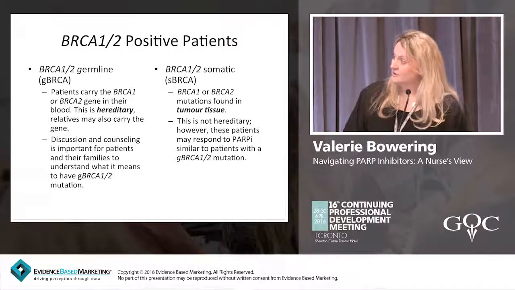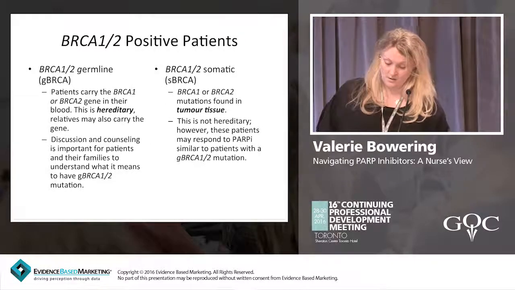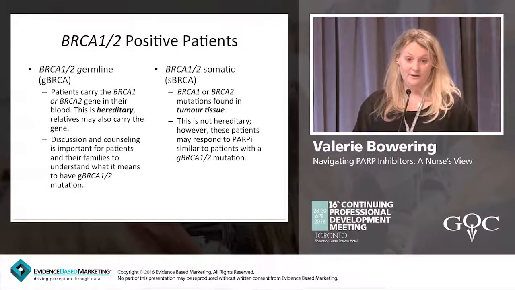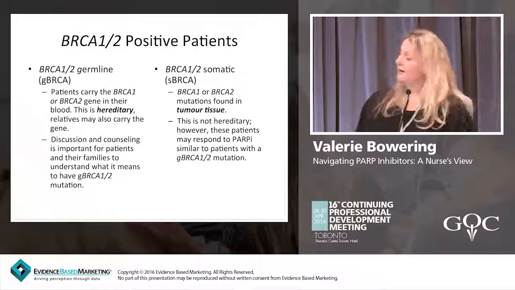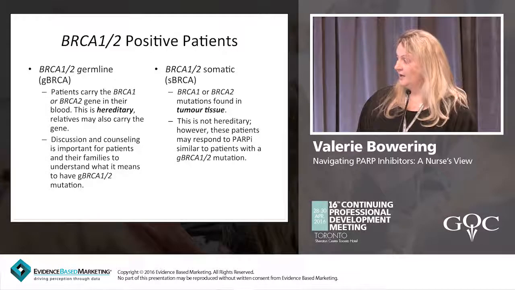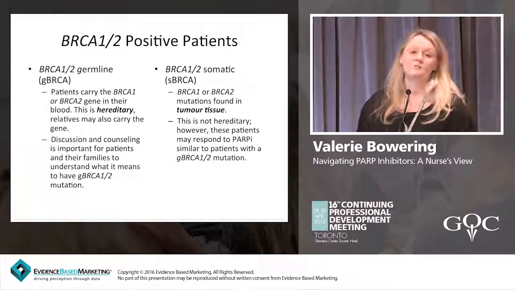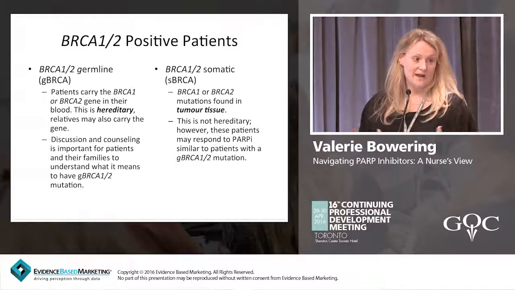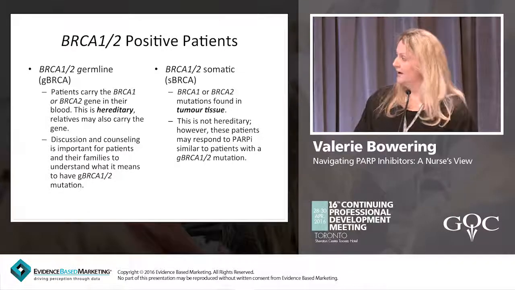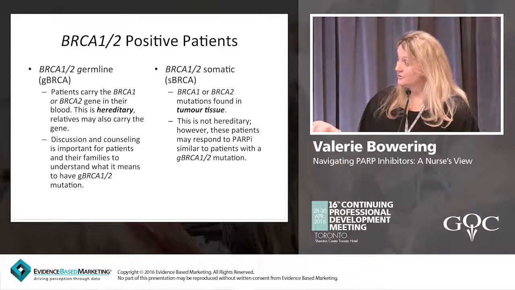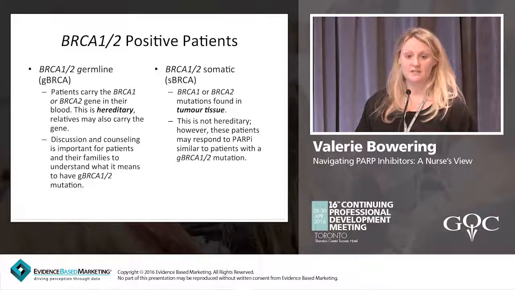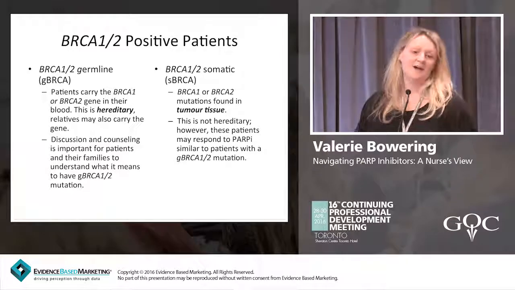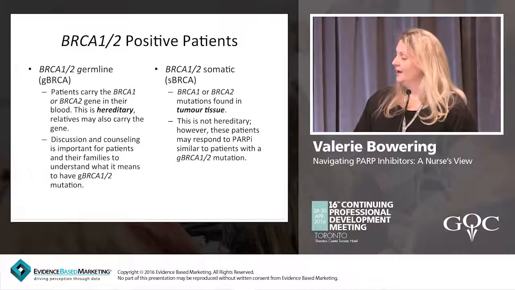So BRCA1 and 2 germline, that's when patients carry this mutation in their blood. This is hereditary, and relatives may possibly carry that gene as well, okay? This requires discussion with counselors, nurses, and understanding the implication that this may have on the patient as well as their family. When you look at the BRCA1/2 somatic, it's a little bit different. It's actually in the tissue. It is not hereditary that we know of at the moment, because it is very new, it is under research.